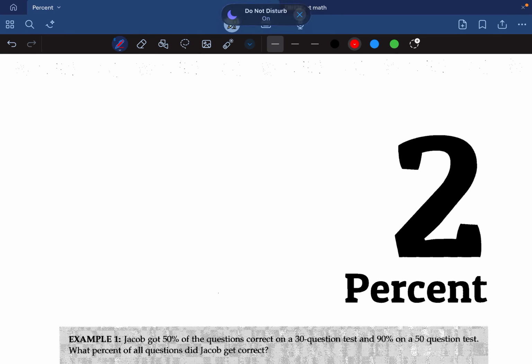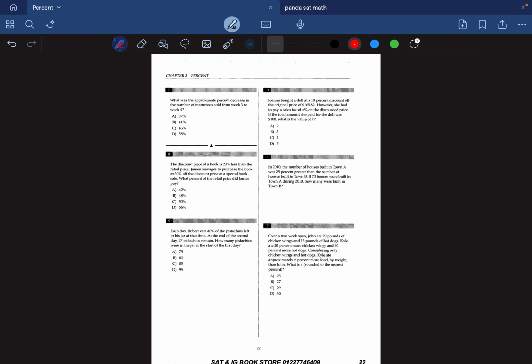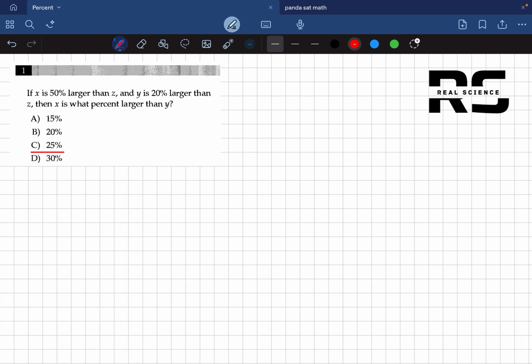Hello everyone, today we'll be solving the problems from SAT Panda math book, the second edition, topic percent. So I've already prepared all the questions here. I've already highlighted the answers and we're gonna look at them one by one. Let's get started. So let's look at the first question.